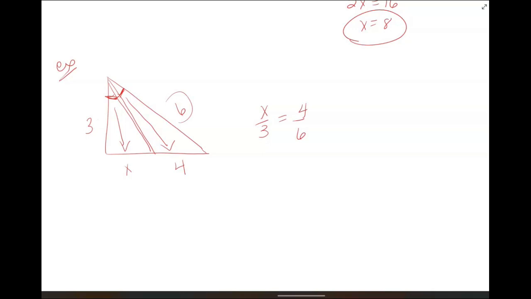So adjacent means touching. Opposite means the opposite side, it's not touching. Those terms are going to become really important for us in chapter 9. So I'm going to kind of introduce them now. So we go opposite and then adjacent, and then we can cross multiply. 6x equals 12 and x equals 2. So that's super easy, hopefully.